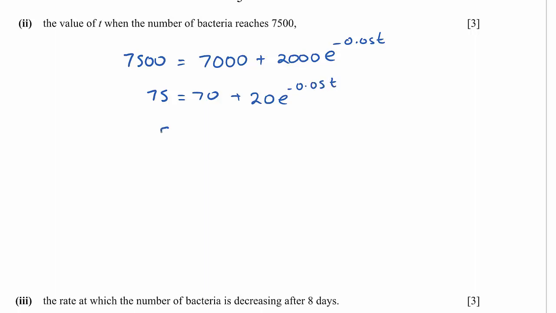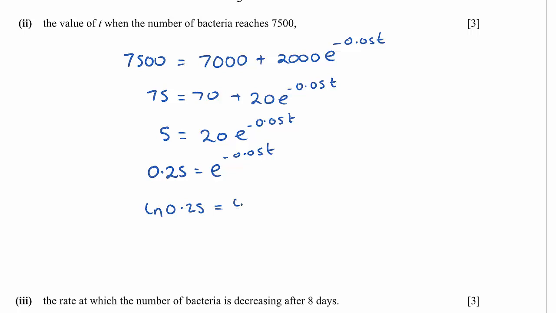Subtract 70 from both sides. 5 equals 20 e to the negative 0.05 t. Divide both sides by 20. So that would give me 0.25, so 5 over 20, which is a quarter, is e to the negative 0.05 t. Take natural log of both sides. Log of 0.25 will be the natural log of e to the negative 0.05 t. Now we know the natural log and the exponential function are inverse functions, so that right hand side is just going to become negative 0.05 t.